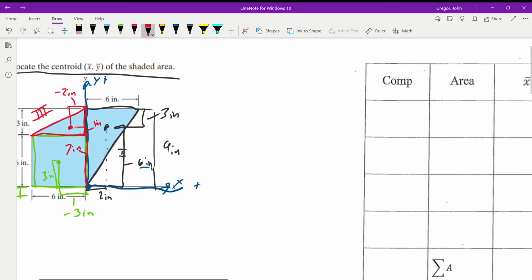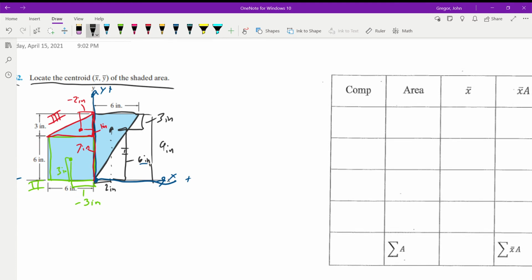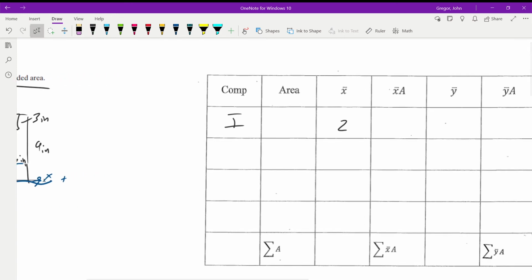So I'm going to fill in my table. For component 1, I have 2 in the x and 6 in the y. For my second component, I have negative 3 in x and 3 in y. For my third component, I have negative 2 in x and 7 in y.